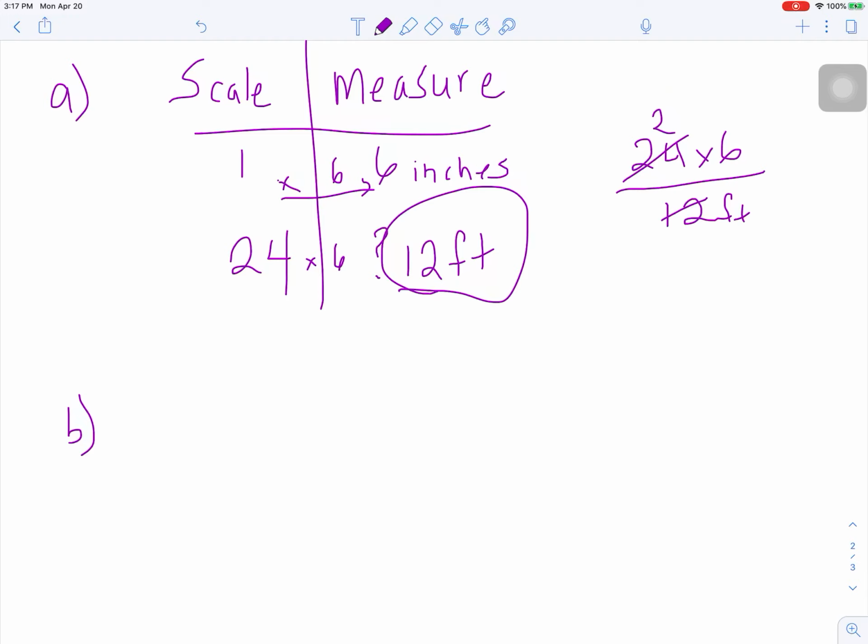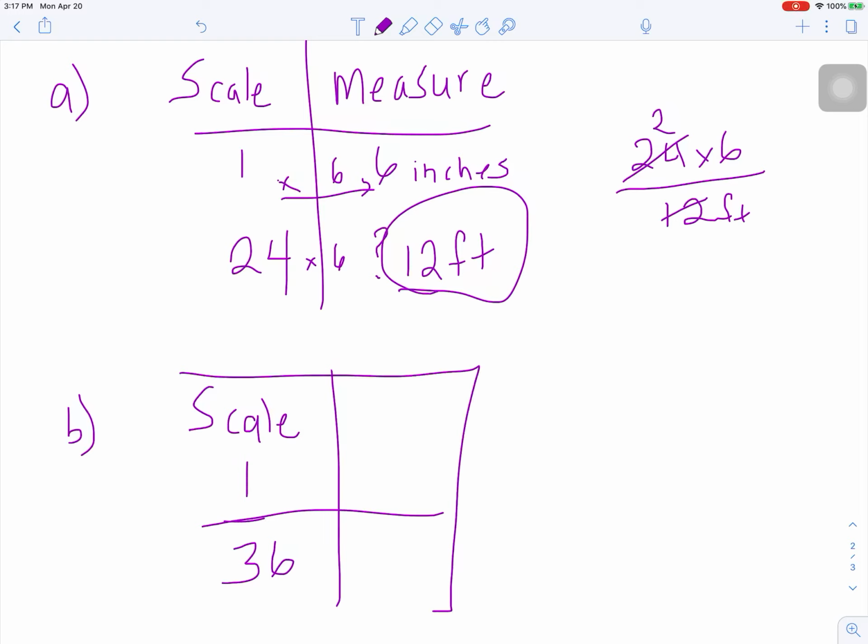Hopefully that made sense as I walked my way through it. Okay, so for B, Brett is carving a model ship from balsa wood using a scale, there's your key term, factor of 1 to 36. Now it's going to ask us, okay, what's our measure? What measure do they give us? If the ship is 54 feet long, how many inches is it?